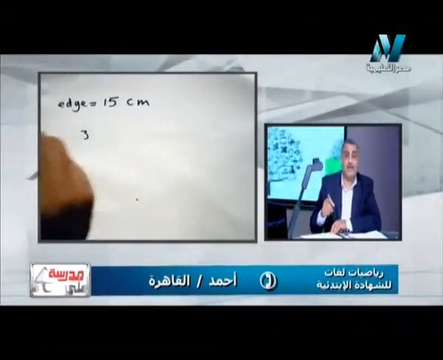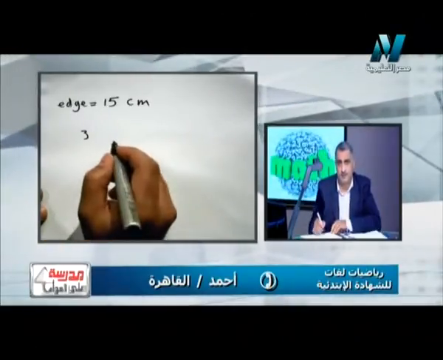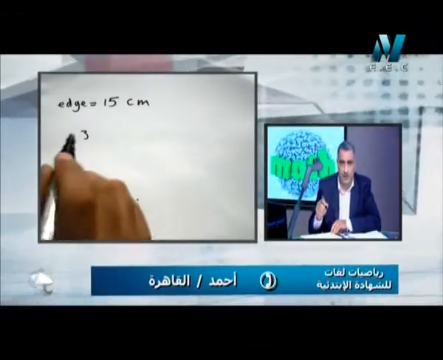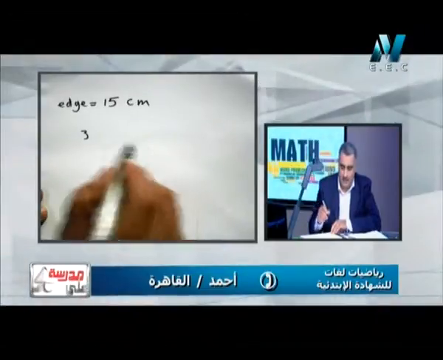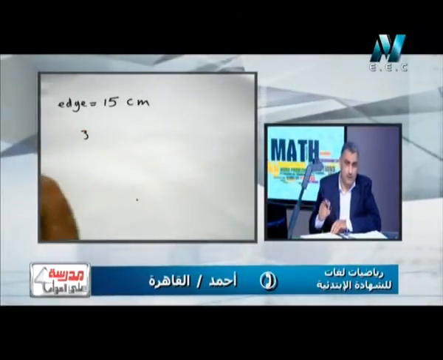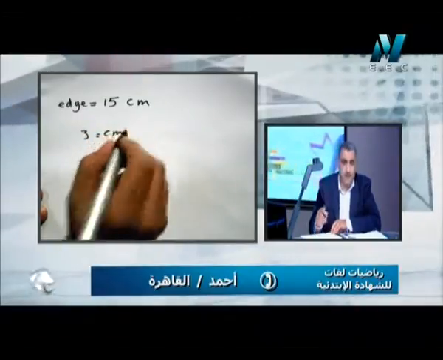The first cube has an edge length of 15 centimeters. The edge length of a small cube equals 3 centimeters. Find the number of small cubes.